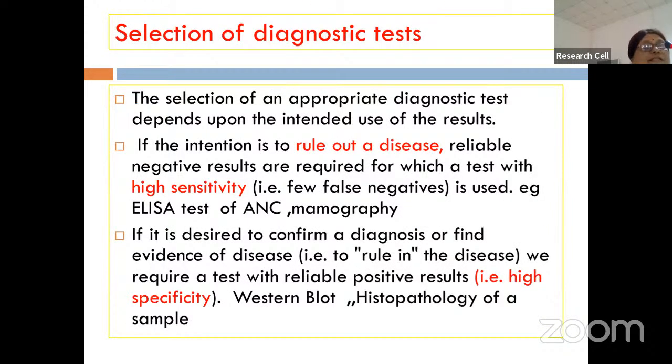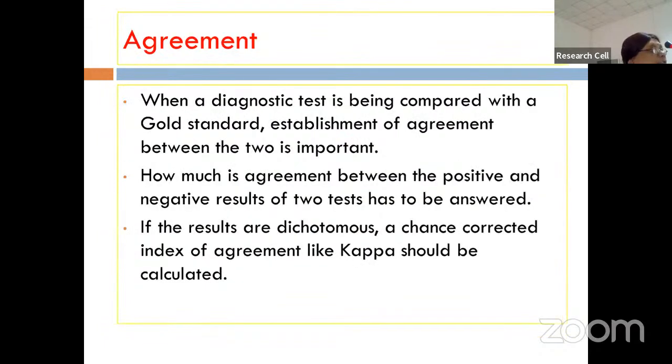Selection of a diagnostic test. While selecting a diagnostic test, you should select an appropriate test which depends upon the use of the results. For Kappa statistics, I have specifically omitted the slides on how to calculate Kappa values. But remember that if the Kappa value is more than 0.5, it indicates a good agreement. And if the Kappa value is less than 0.5, it means the agreement is not proper.